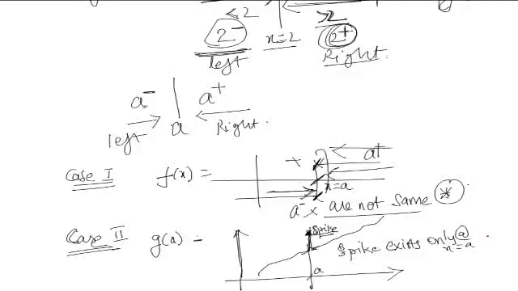That is, g of x everywhere is the same, whereas it is taking some value at x equal to a. Everywhere else, apart from x not equal to a, it follows a pattern.